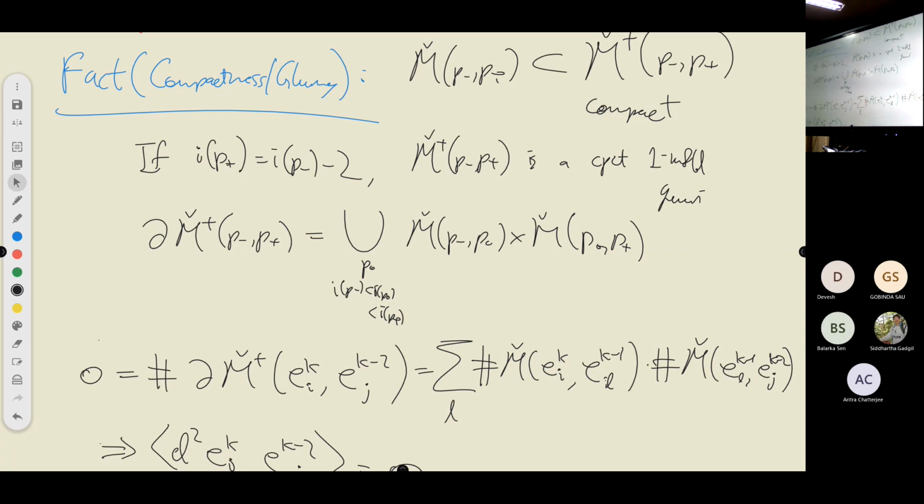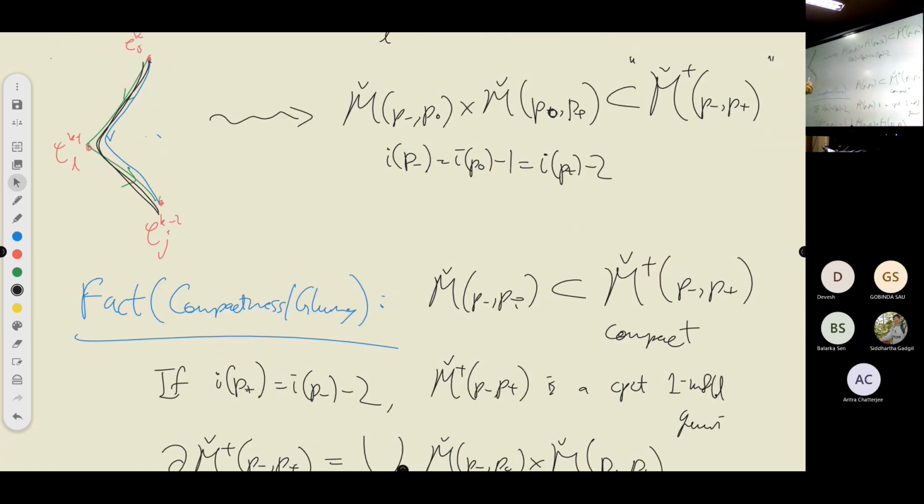So in the gluing process, you'll get an approximate trajectory, and then you'll have to use some kind of implicit function theorem to get an actual trajectory. The point is you approximate close enough.